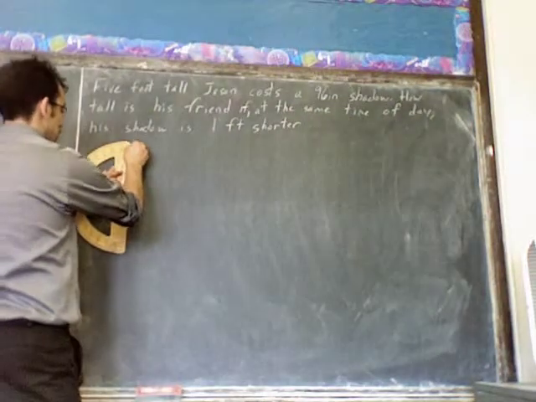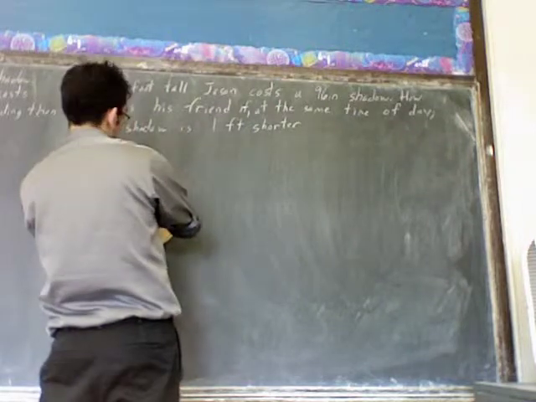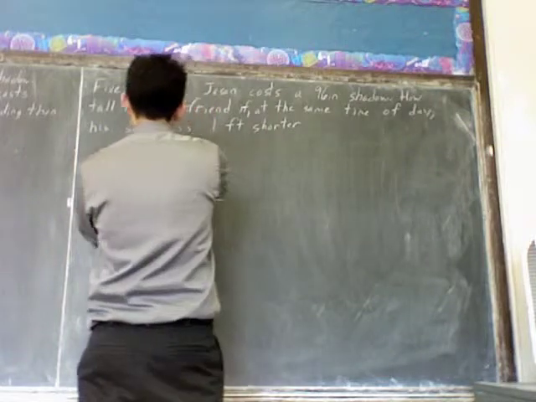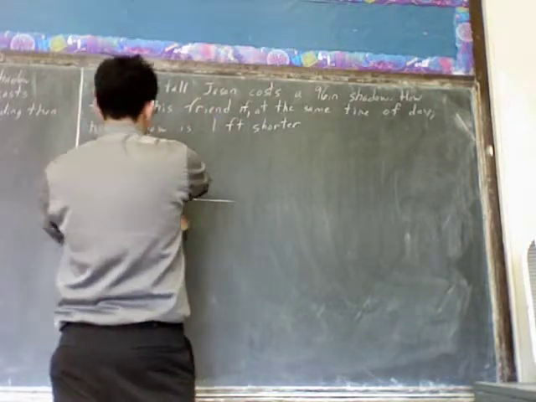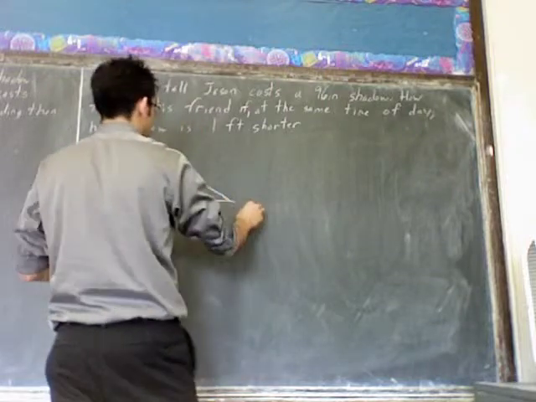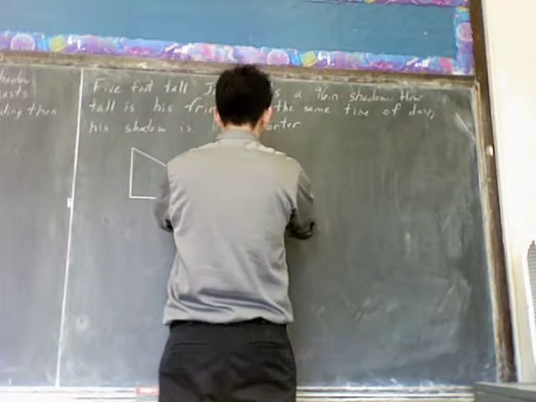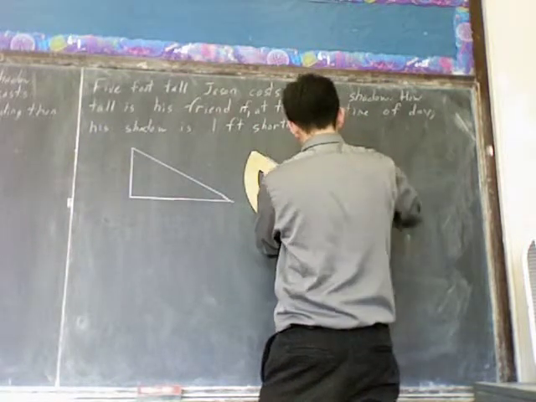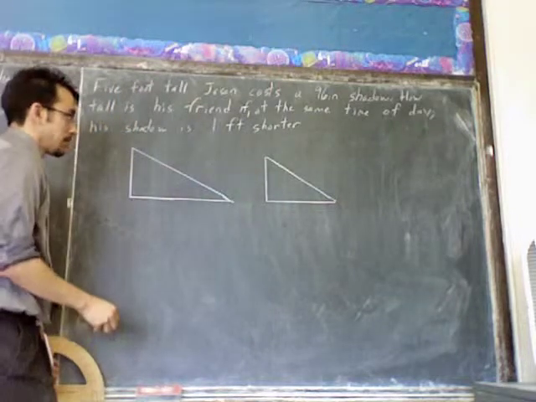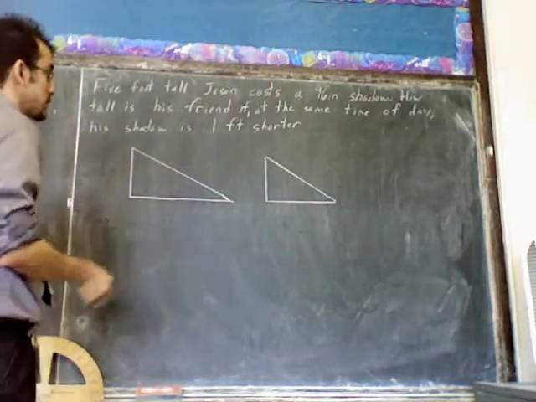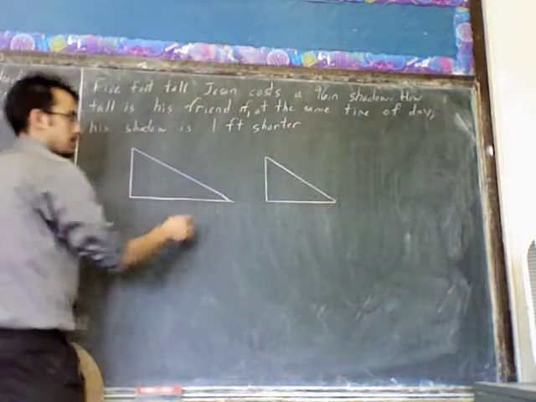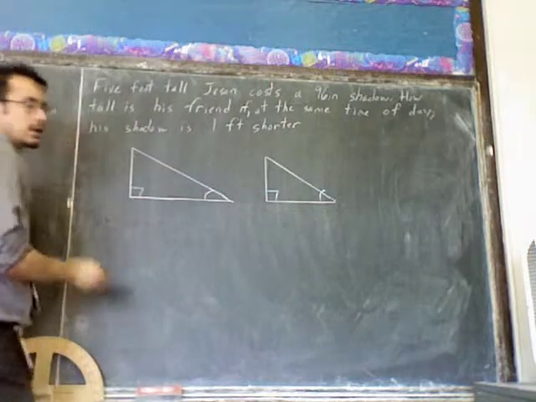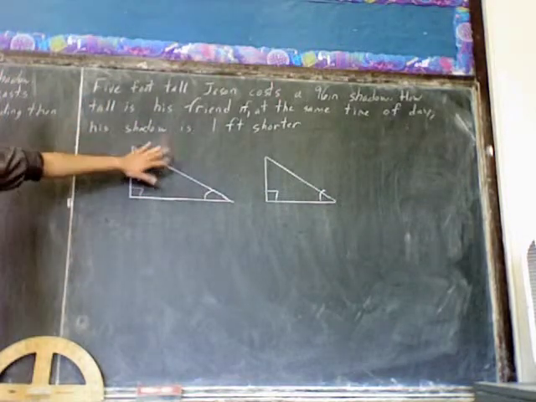I'll draw this a little differently. I'll draw this one the other way. And then the shorter one. Alright, so here we've got two similar triangles as well. This angle looks a little different from this one, but let's imagine they're similar. Similar triangles. We've got Jason and we've got his friend.